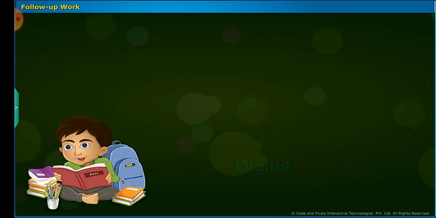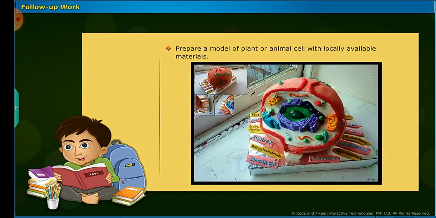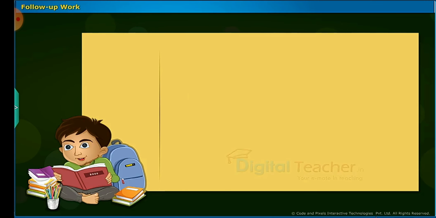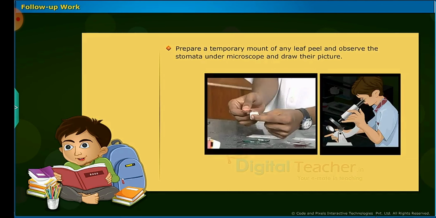Follow-up work. Take up the following activities. Prepare a model of a plant or animal cell with locally available materials. Observe the mitochondria by taking leaves of a Cassiopeia or cheek cells. Prepare a temporary mount of any leaf peel and observe the stomata under the microscope and draw their picture.